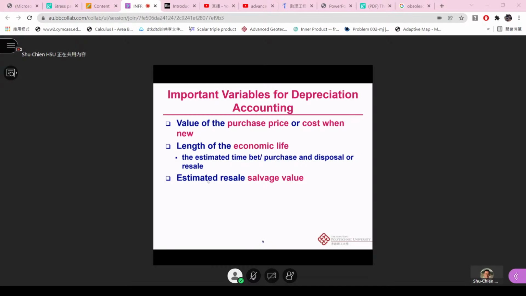Okay, so now you know what we take into account. It's just the initial investment, the purchase price for the asset. We also need to know the length of the economic life, the estimated time between the purchase and disposal or resale of the construction equipment. And we also estimate the salvage value. All right.